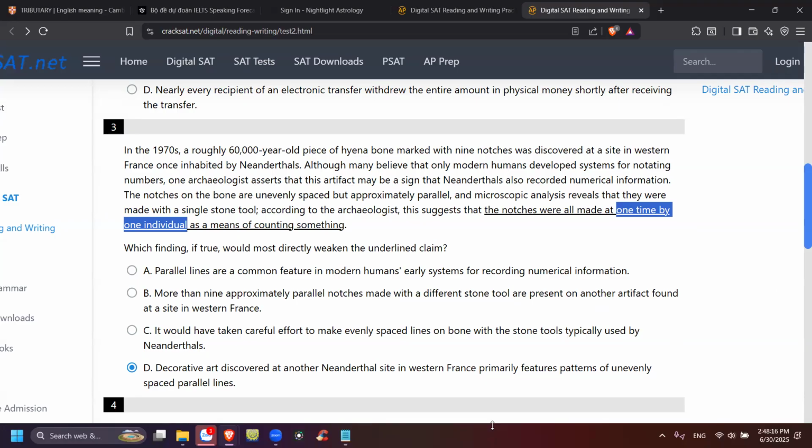You understand what I mean? I see what you mean. It only touches the peripheral parts that are not the main part of this claim. So in D, the word that goes against the claim is decorative art. Yes, exactly. Because decorative is only for making things look beautiful, not for counting something. Okay, I see it. Yeah, this one: the notches were made at one time by one individual. I mean, the fact that they were made at what time or by whom is not important, right? Yeah, the important part is that it's a means of counting something, right?